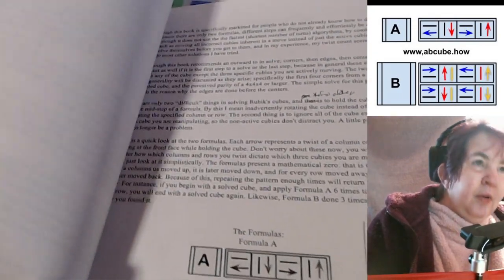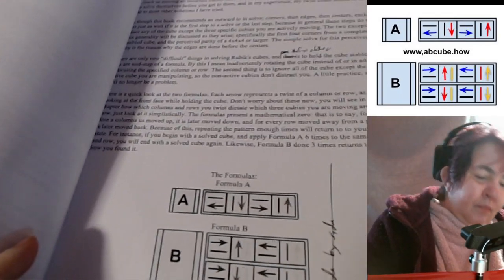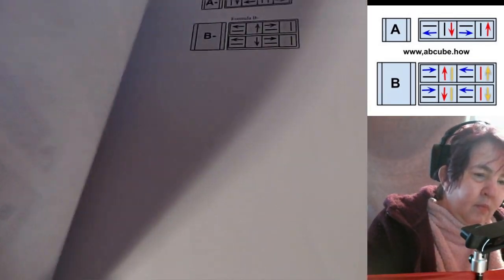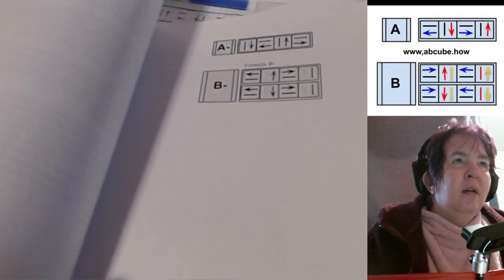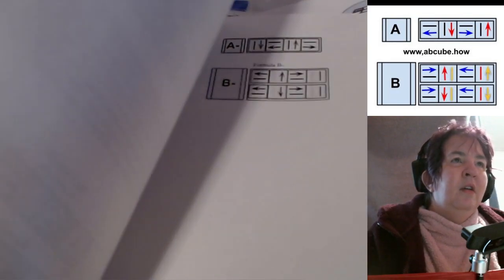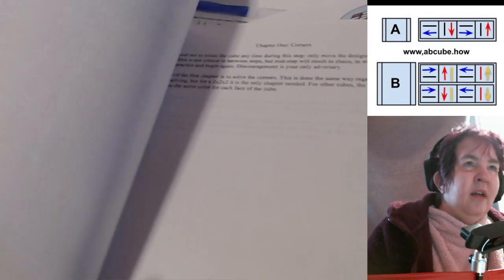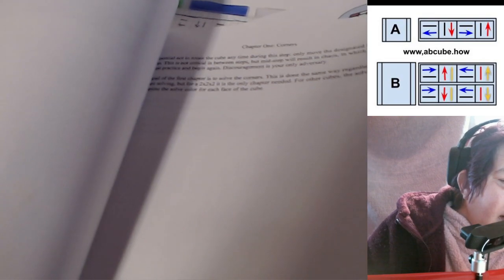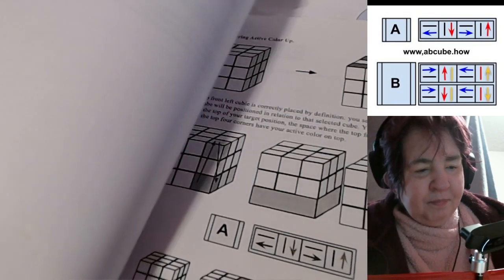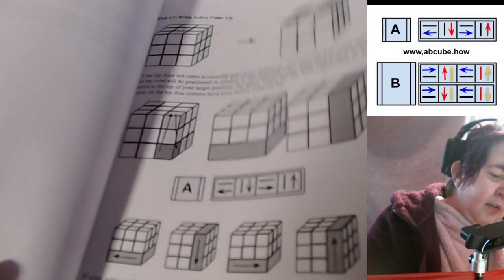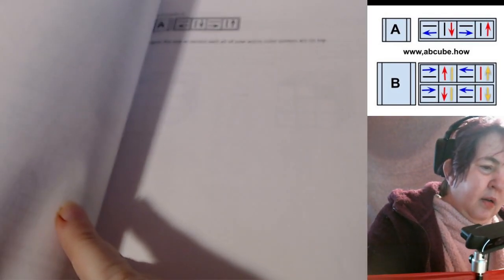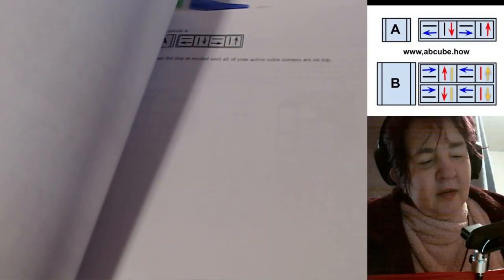The formulas, here we are, formula A and B. And then I had the inverse of A and B going the other direction, and I didn't have the mirrors. Chapter 1, corners. Set up. Bring active color to the top. I created these at the library. I didn't have a computer at the time.